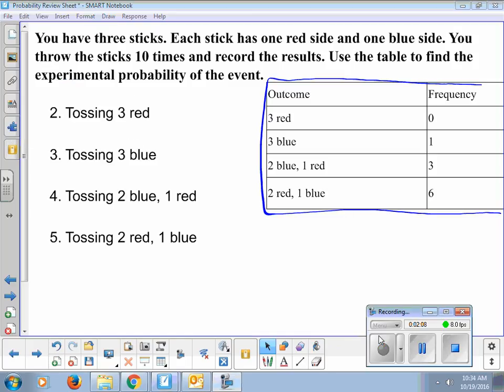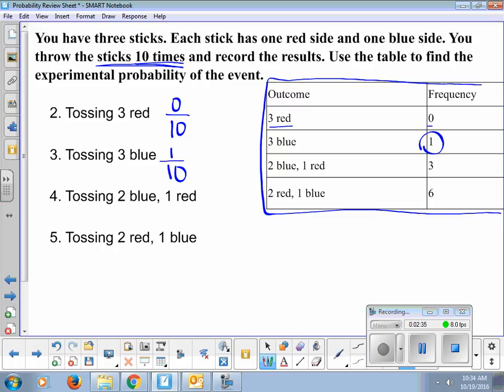If we look at the first one, tossing 3 red, the outcome 3 red happened how many times? 0. So it'd be 0 out of 10 because we threw the sticks 10 times. So for tossing 3 blues, how many times did 3 blues come up? 1 out of how many times? 10. Yep.